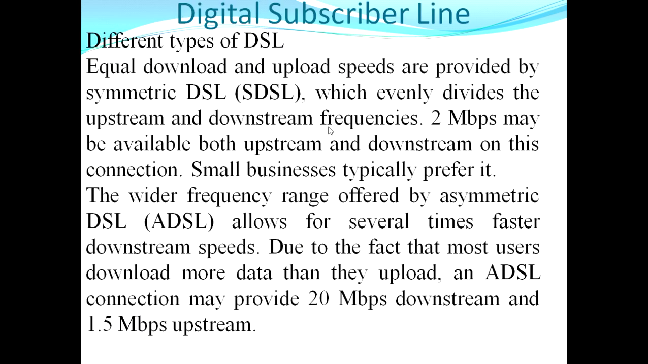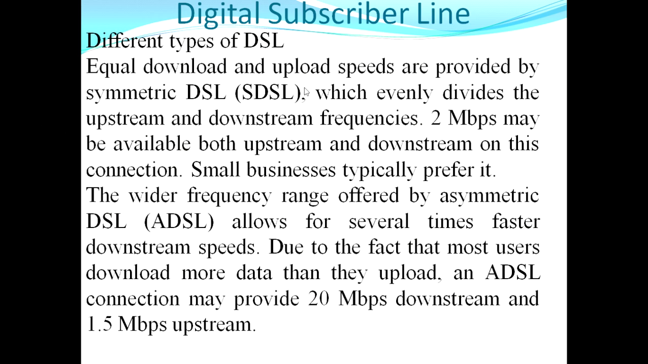There are different types of DSL, basically two types. One is SDSL, which is symmetrical DSL, and the other is asymmetrical DSL. In symmetrical DSL, the upstream and downstream frequency are divided evenly. That means 2 Mbps may be available both upstream and downstream on the connection.